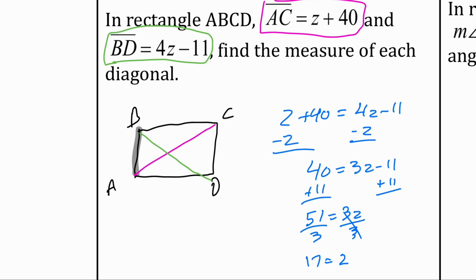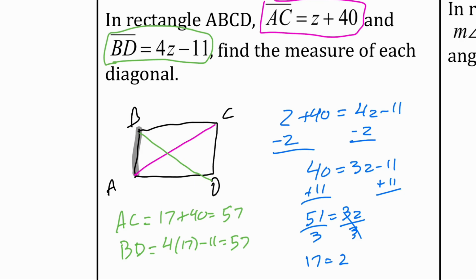For our final answer, we're going to have to find AC, which, since we know that's Z plus 40, I'm going to substitute that 17 in for Z plus 40. And we end up with a length of 57, not 57 degrees, but a length of this line that's 57 units long. And then we also know diagonals are congruent. So if I do 4 times 17 minus 11, I should also get 57, right? 57 units long for those two diagonals.